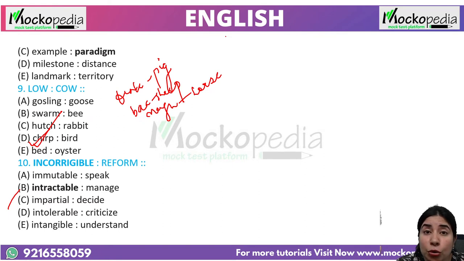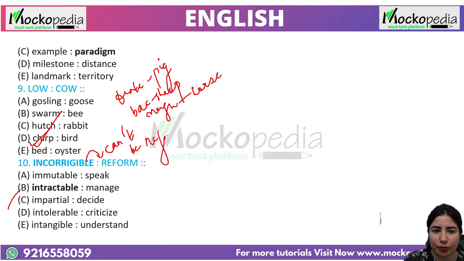And how would you know that? What are the relationships you need to learn when you go through the questions, and you'll see, oh, is type ka bhi question aa sakta hai. That's where the practice is required, right? So incorrigible is something that cannot be reformed. Okay, so that cannot be reformed, that cannot be modified, that cannot be changed. So intractable wo ho gaya, which cannot be managed.